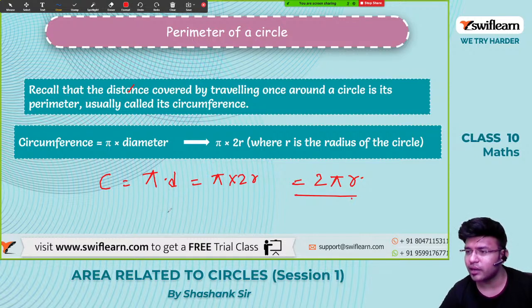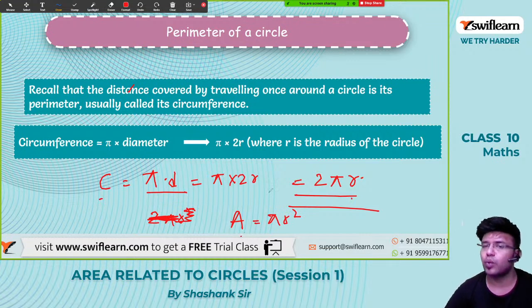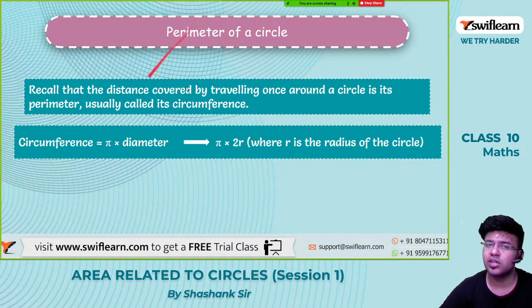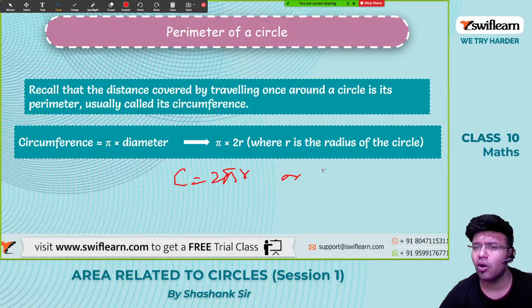Nidhi, what you had said, 2 pi r square, that square is not there. Circumference is 2 pi r or pi d. You were talking about the area. Area is pi r square, not 2 pi r square. So this is the circumference of the circle, which is equal to 2 pi r or pi d. And what is the area? Area is pi r square. This is the area.